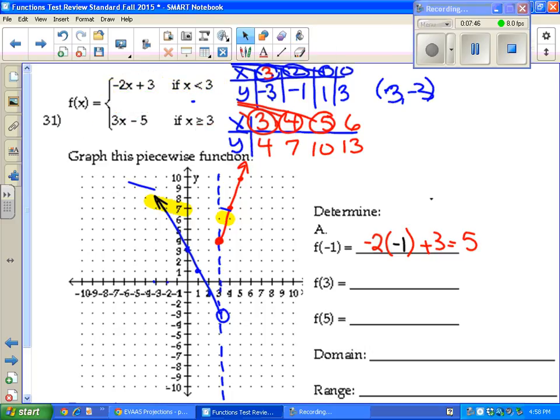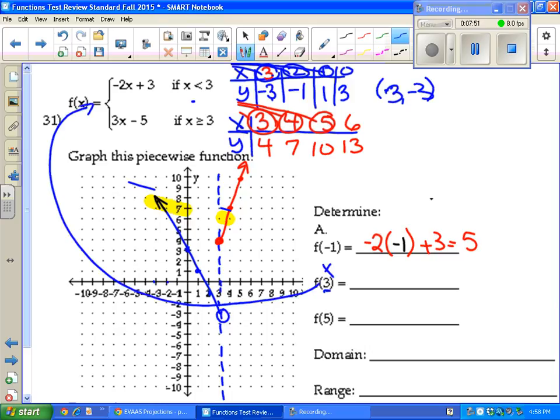All right, let's do f of 3. This time my x value is 3. So again, we're coming up here and we have to ask ourselves, is 3 less than 3? No, it's equal to 3. Right there's the equal. So I'm using this equation. So it's going to be 3 times the number x minus 5. And the number that I'm working with this time is 3. So 3 gets substituted in place. And 9 minus 5 is 4.